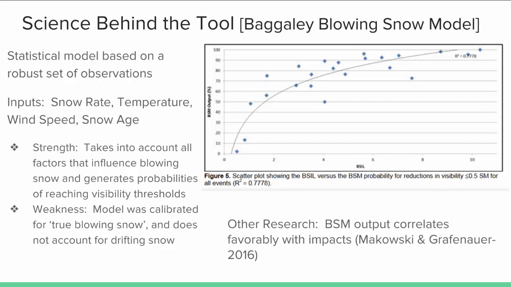For example, at temperatures near freezing, this model requires significantly stronger wind speeds to produce blowing snow. However, because this model was calibrated for true blowing snow, it will not account for drifting snow. In a recent Central Region Tech attachment, it was shown that the output of this blowing snow model correlates favorably with the impacts due to blowing snow.